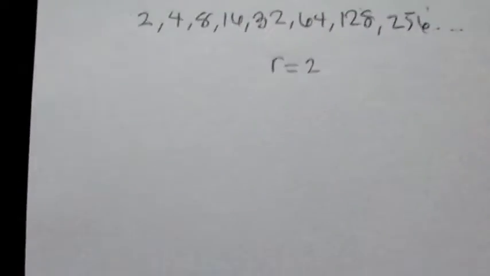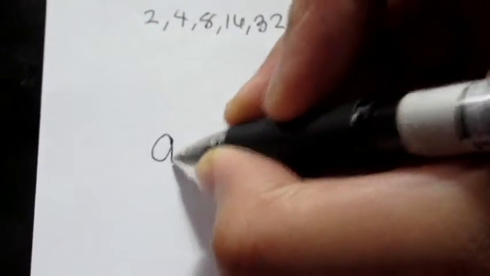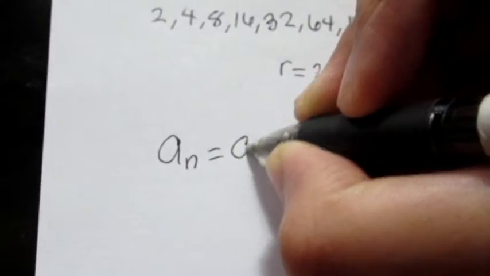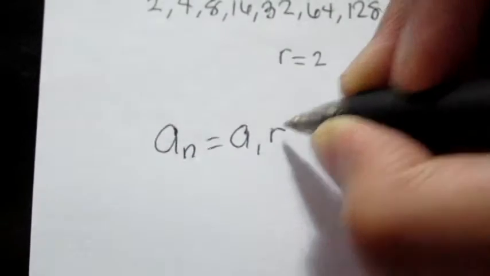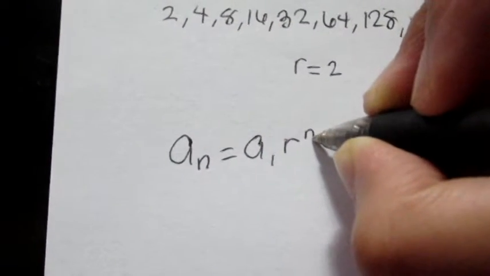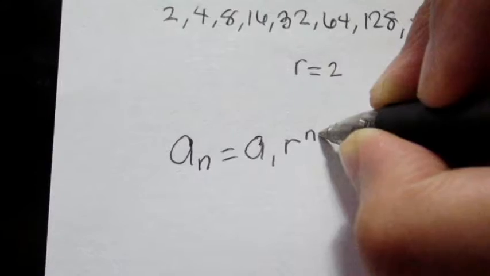In this case, we use the formula a sub n is equal to a sub 1, our first term, multiplied by the common ratio, raised to n, number of terms, minus 1.